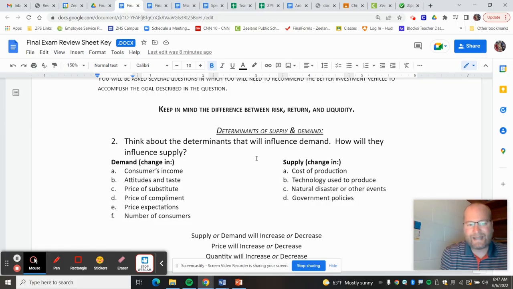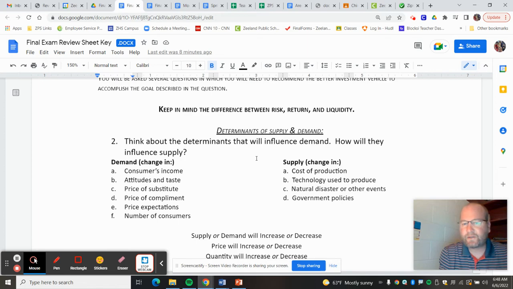Price expectations, so things that might happen in the future. If we know that the price of gas is going to go up another $2 in a week, people are going to go buy gas now. The demand right now for gas is going to go up because of what the expectations of the price are going to be. Then lastly, number of consumers. So if all of a sudden we have 300 more students come to Zeeland East High School, the demand for school lunch is going to go way up because we have 300 more people that are going to want lunch.